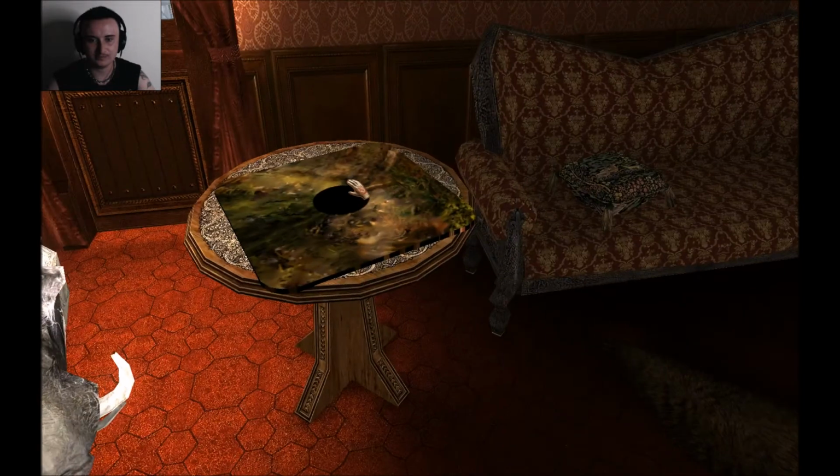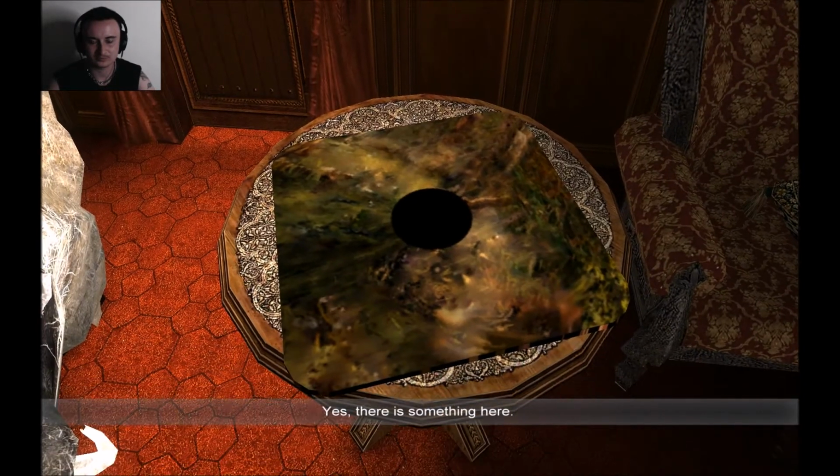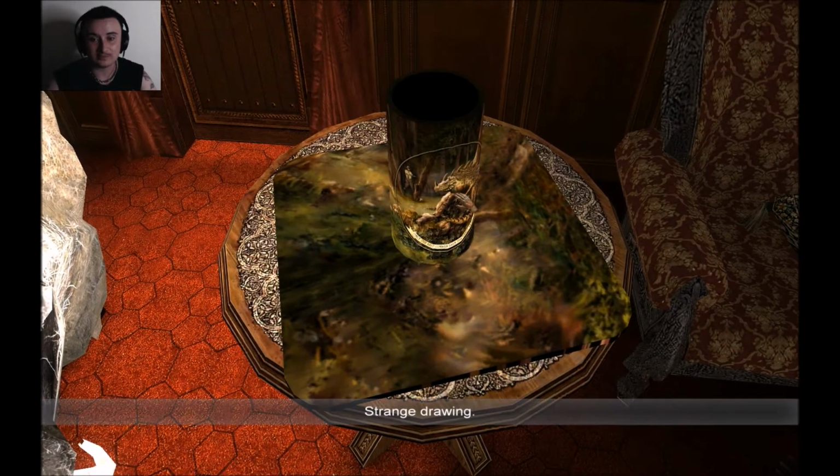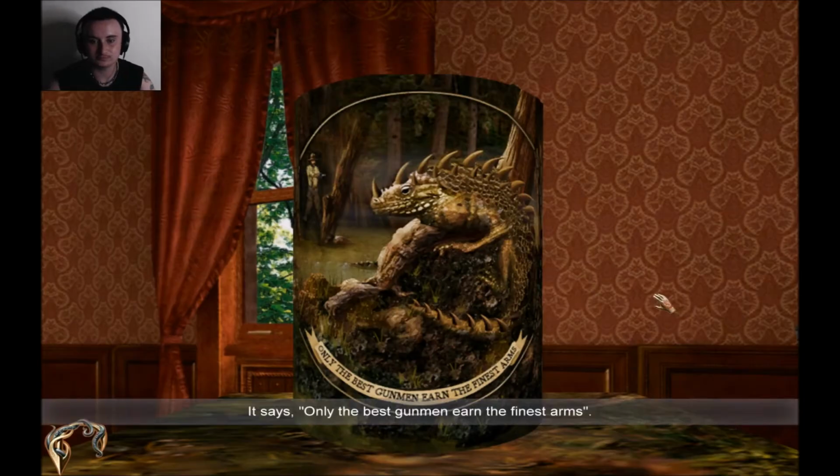We can look over here. Yes, there is something here. That shape looks very similar to something we picked up. Strange drawing. It says, only the best gunmen earn the finest arms.